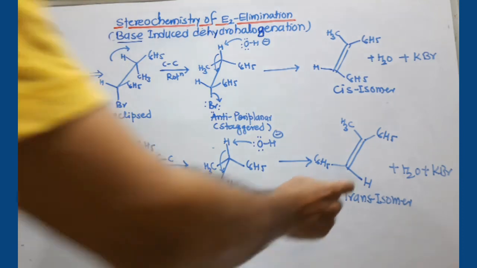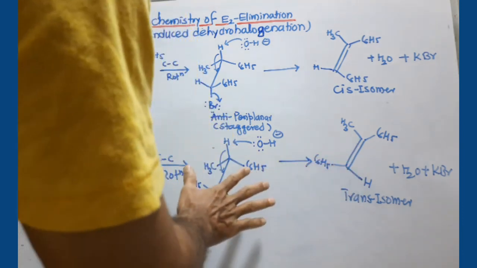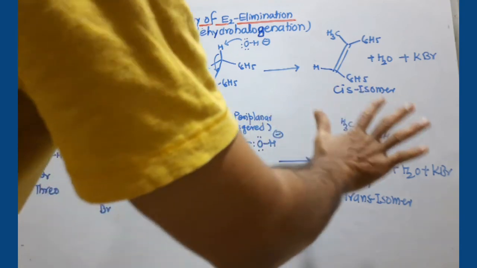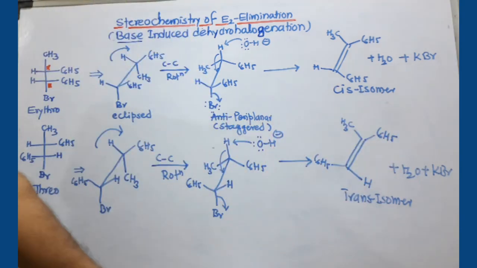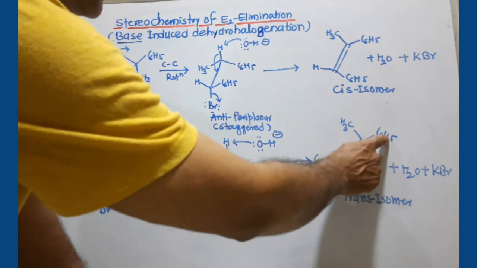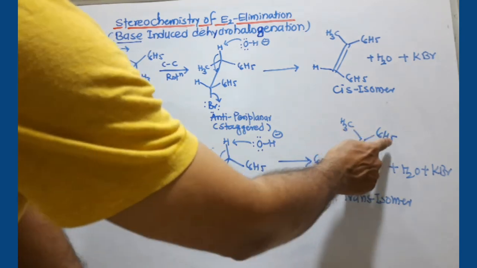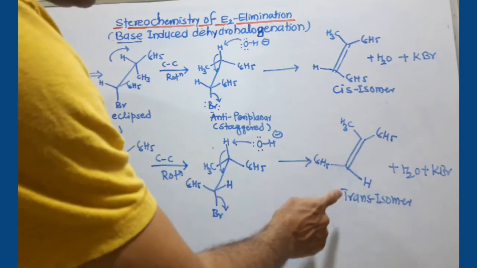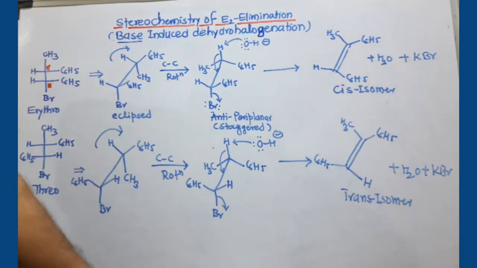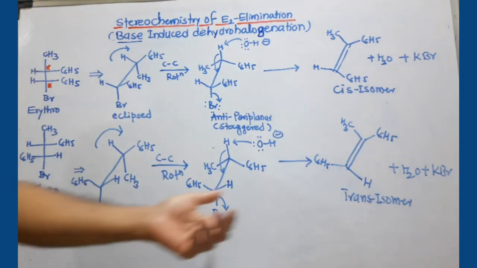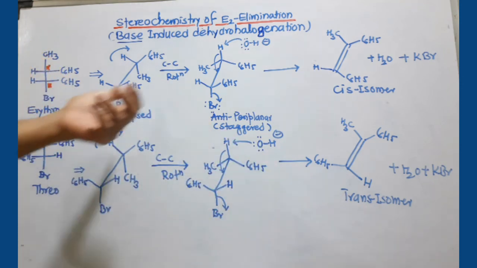So I got here the double bond, the pi bond, and the remaining groups as they are, they are not going to change their position. You can see C6H5 here, CH3 here, C6H5 here, and H. Now in this case, similar groups are toward the opposite sides of the pi bond. So this is the trans isomer. So you can say threo gives trans and erythro gives cis.